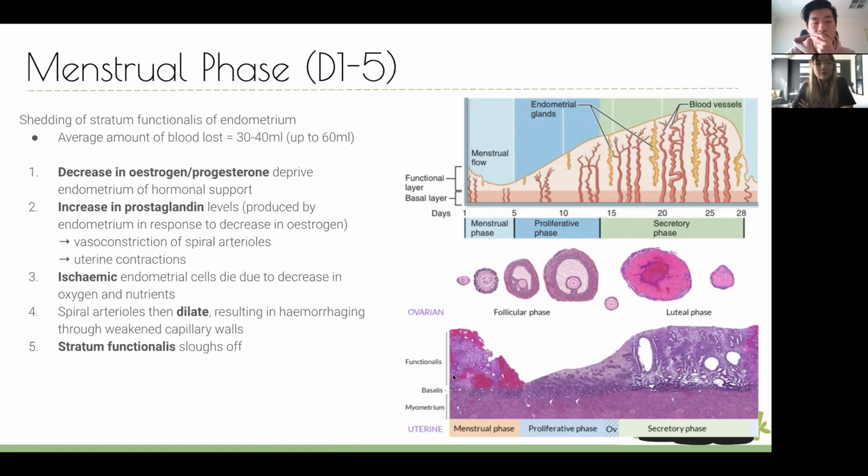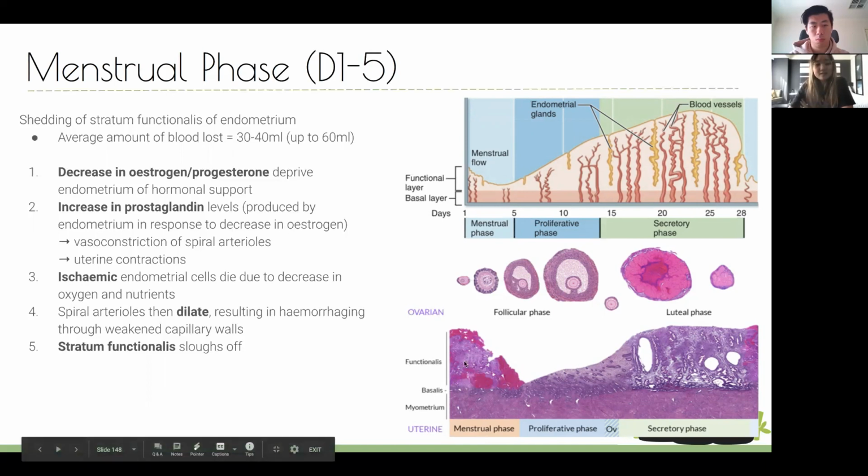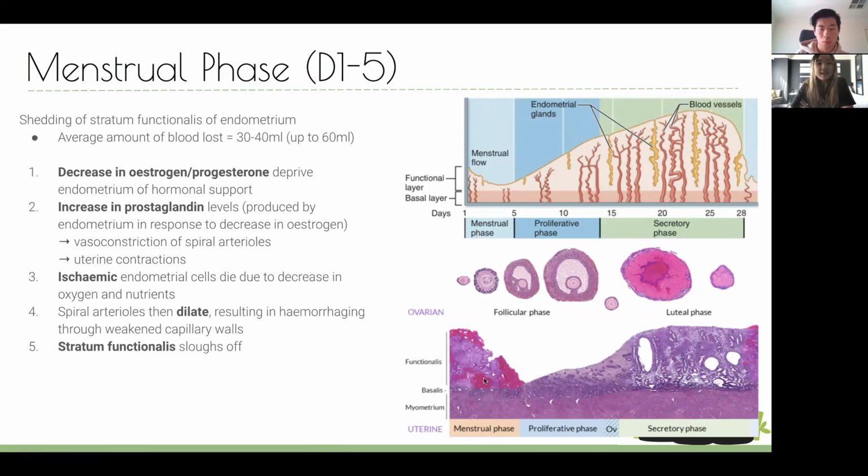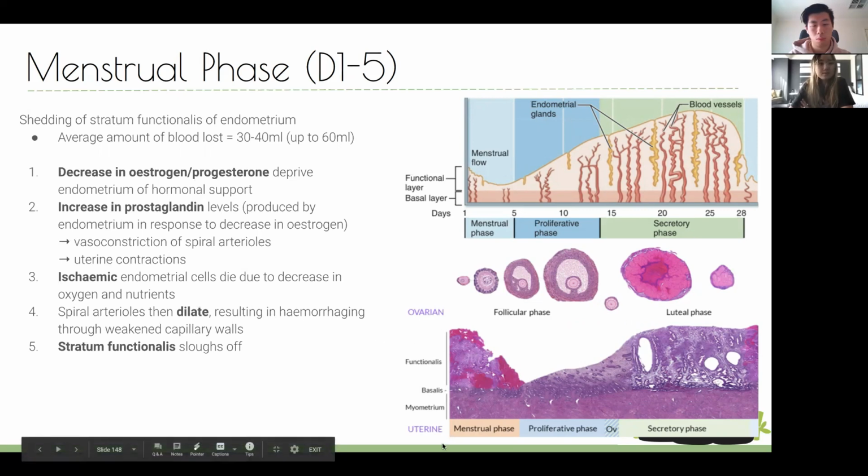And because you've got vasoconstriction of the arteries, basically it's cut off the supply and it causes ischemia, so cell death. So the endometrial cells in the functionalis die because they're deprived of oxygen and nutrients, and then the spiral arterioles dilate, and that causes bleeding. So hemorrhaging means bleeding through the weakened capillary walls, and that, in conjunction with the uterine contractions, causes the stratum functionalis to just fall off, and that's why you get your period.